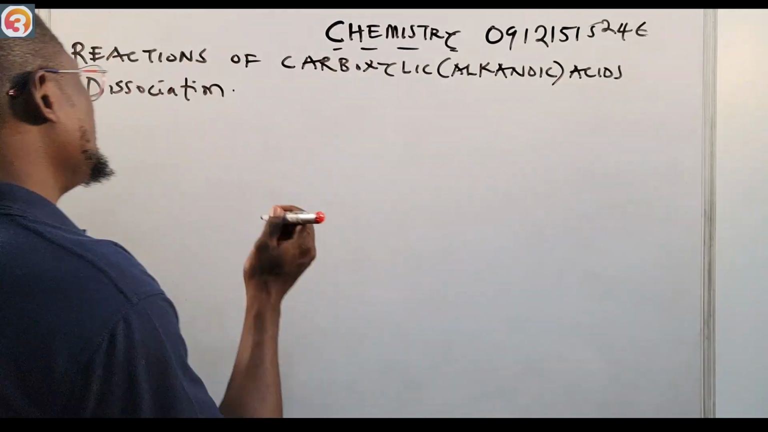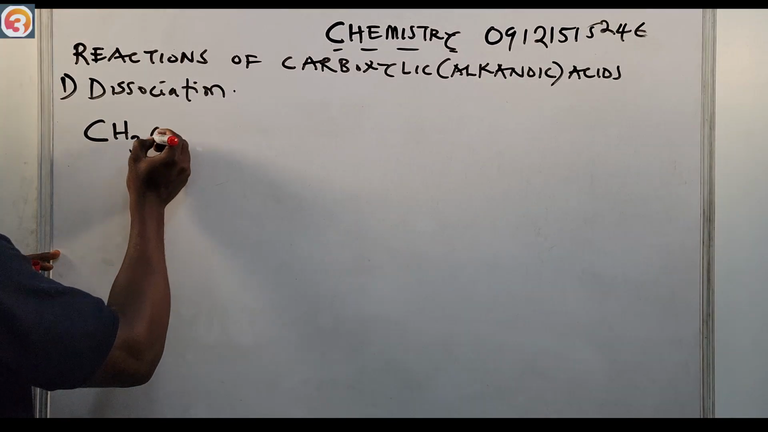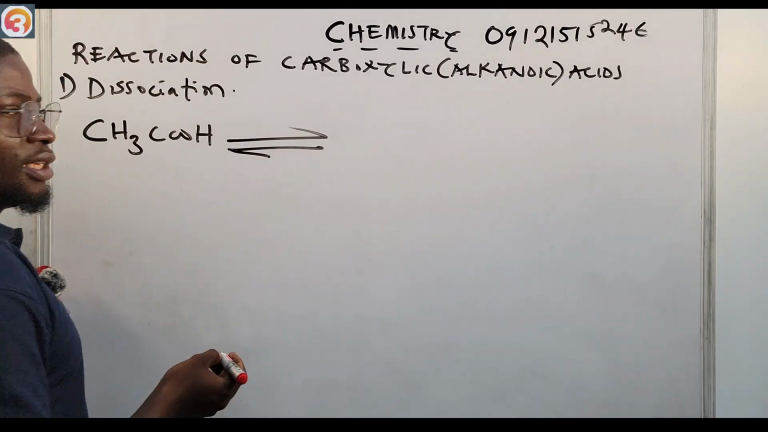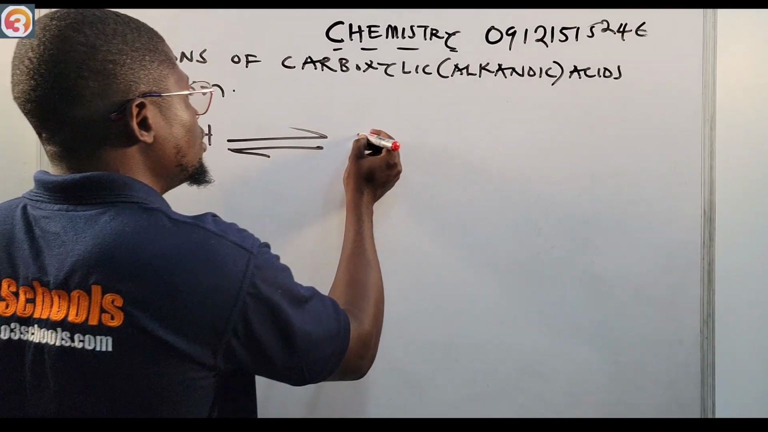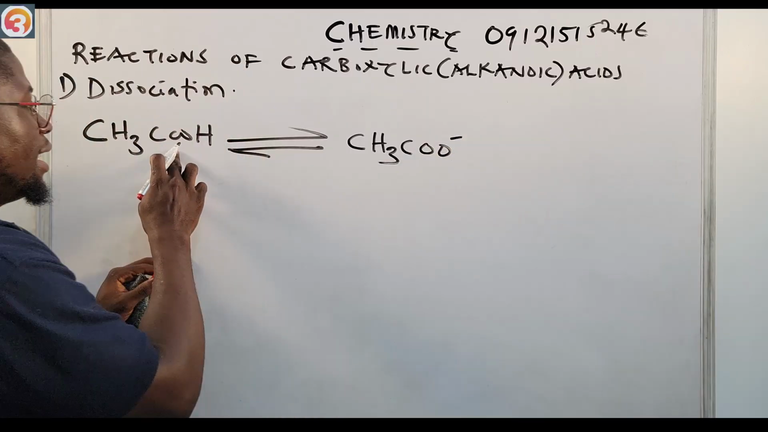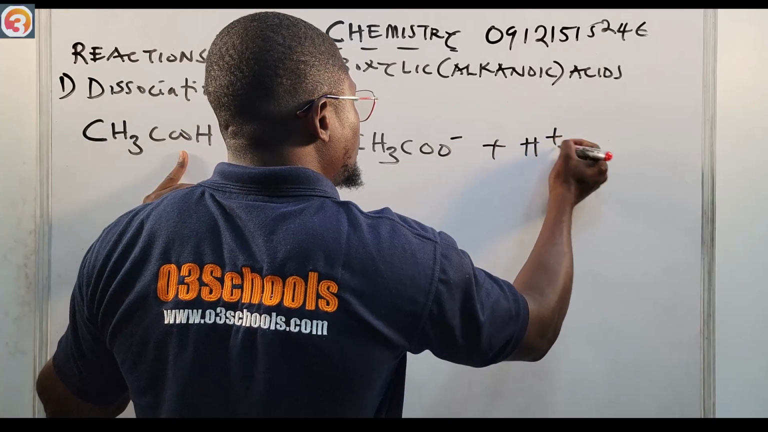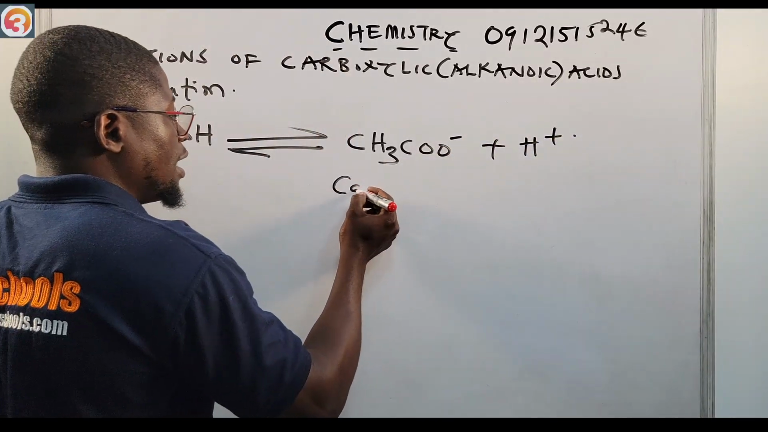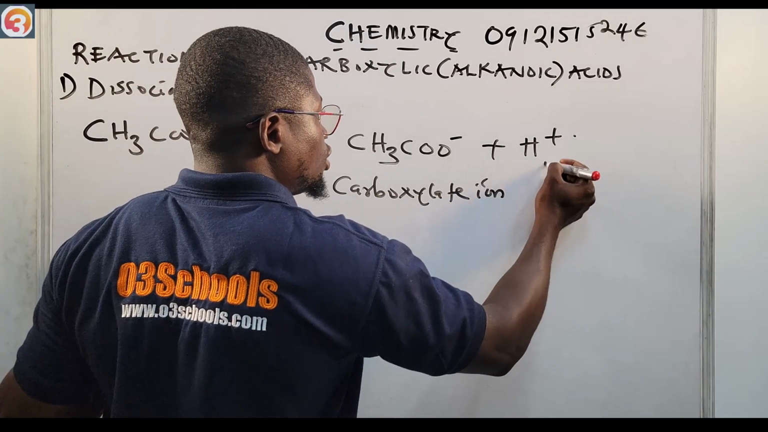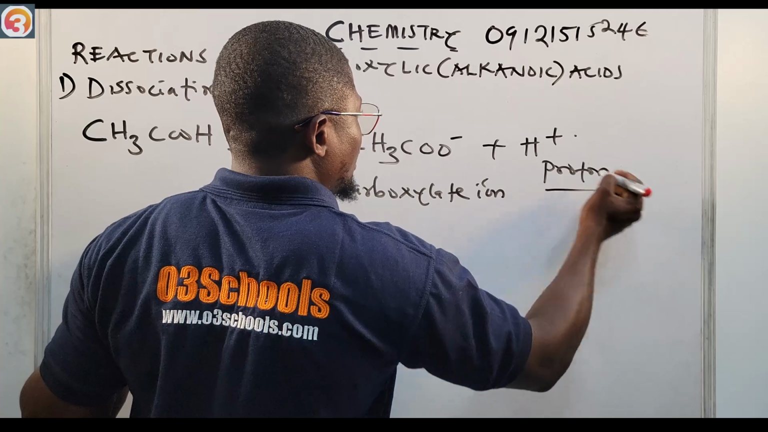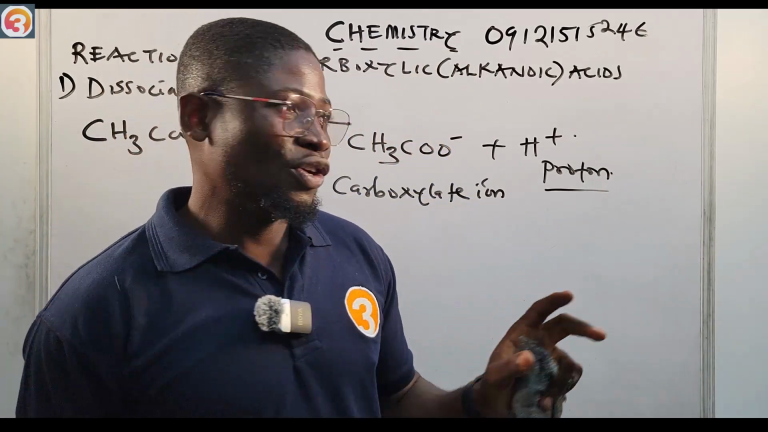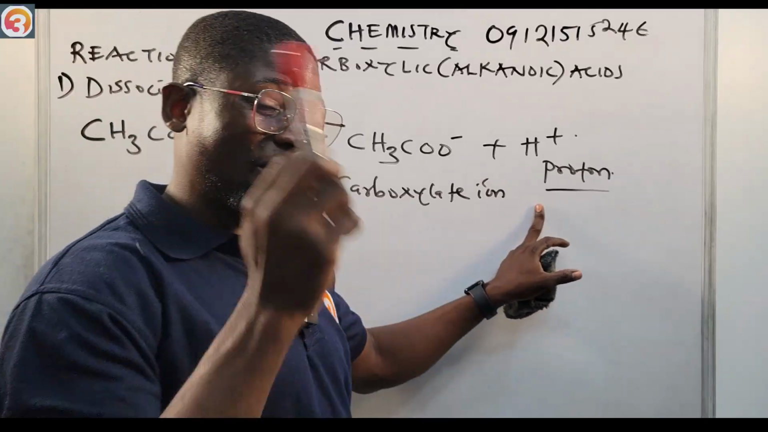For example, ethanoic acid, CH3COOH, will partially dissociate, so I'm showing the reversible reaction. I'm going to have CH3COO minus, plus H positive. The CH3COO minus is what we call our carboxylate ion, while the H positive is called a proton. This is not the first time you have heard proton, since we have been discussing chemistry from the very first topic.